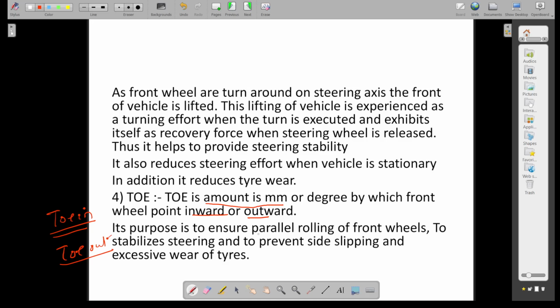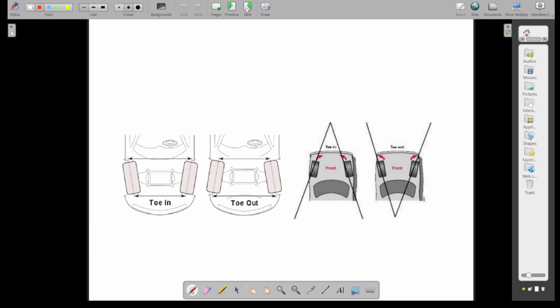So this is necessary to ensure parallel rolling of the front wheels and to prevent side slipping and excessive wear of the tire. So toe in is also necessary. You can see the toe in over here. See, this is toe in. They are pointing inwards, toe in.